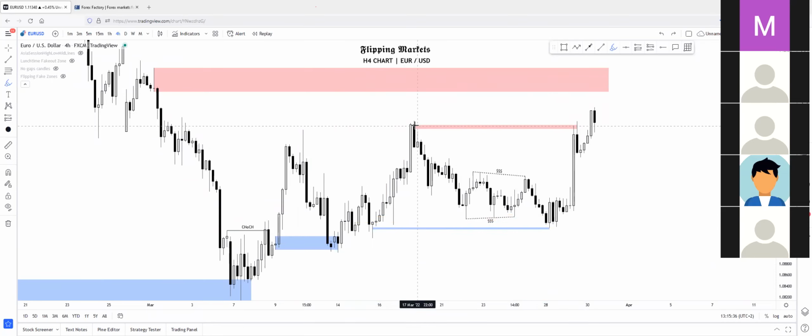Price has turned bearish on the 15-minute chart in this region, created a range right here, created a liquidity building, slow downside movement. After the strong low tap here at this region, as you can see, price has changed character again on the 15-minute chart.